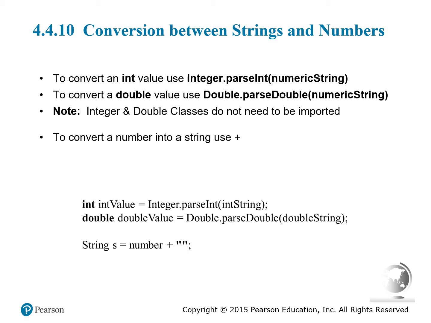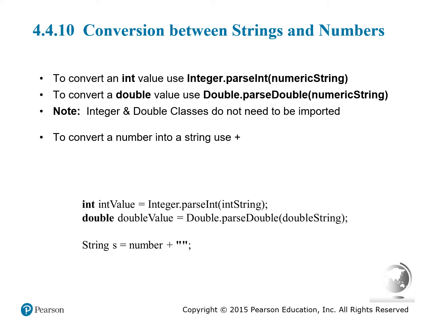You will notice from the slide that this is a static method in that it is called using the class name: Integer.parseInt(numeric string). Likewise, the Double class has a method named parseDouble that we can use to convert a string containing a double value into a double data type. This is also a static method and is coded as Double.parseDouble(numeric string).